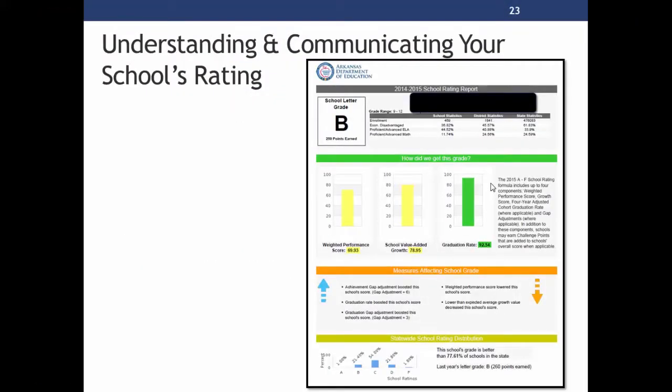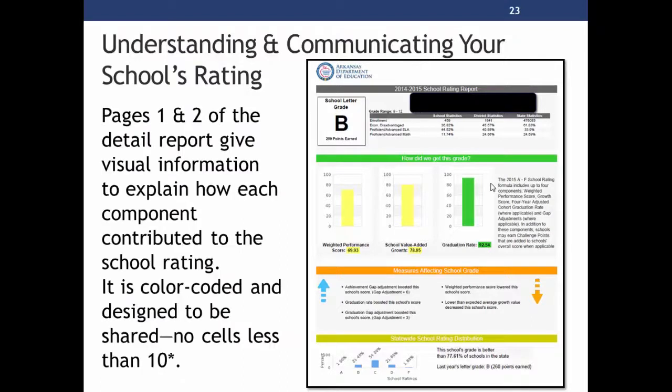Last year, schools were struggling to take this information and communicate it to each other, to their boards of education, to their communities. This year, 2 pages have been added to the detailed reports that are available to help you understand your school's grade. The first 2 pages give visual information to explain how each component contributed to the school rating. It's color-coded and it's designed to be shared. There are no cells that are less than 10 students.